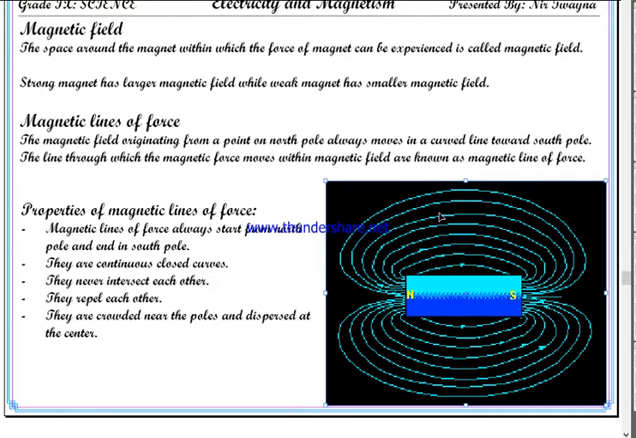The magnetic field is extremely weak near the center. Yes, weak in the sense that look here, the same number of magnetic lines of force are crowded in this much area, and that same number of magnetic lines of force are spread over a larger area, isn't it?